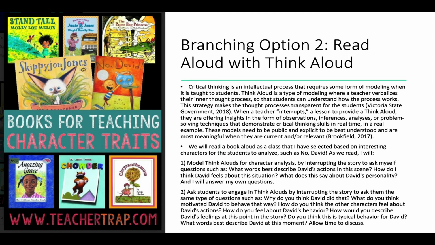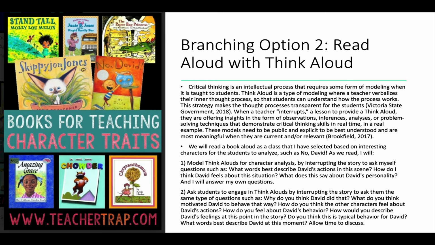The branching option number 2 is the read aloud with think aloud. Critical thinking is an intellectual process that requires some form of modeling when it is taught to students. Think aloud is a type of modeling where teachers verbalize their inner thought processes so that students can understand how the process works. This strategy makes the thought processes transparent for the students.